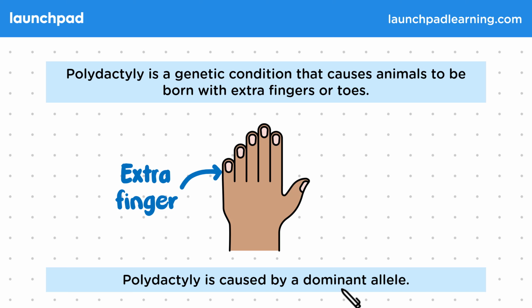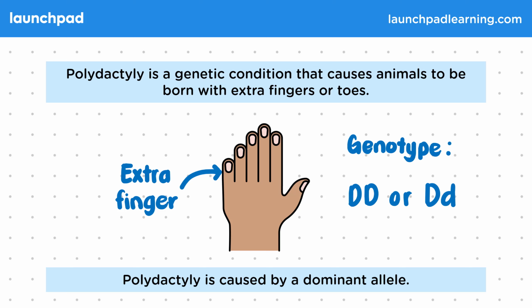Polydactyly is caused by a dominant allele. It's a fairly common genetic condition that runs in families because the allele is dominant. Therefore, the genotypes of people with polydactyly are either homozygous dominant or heterozygous. Because it's caused by a dominant allele, only one dominant allele is needed for the person to have polydactyly.